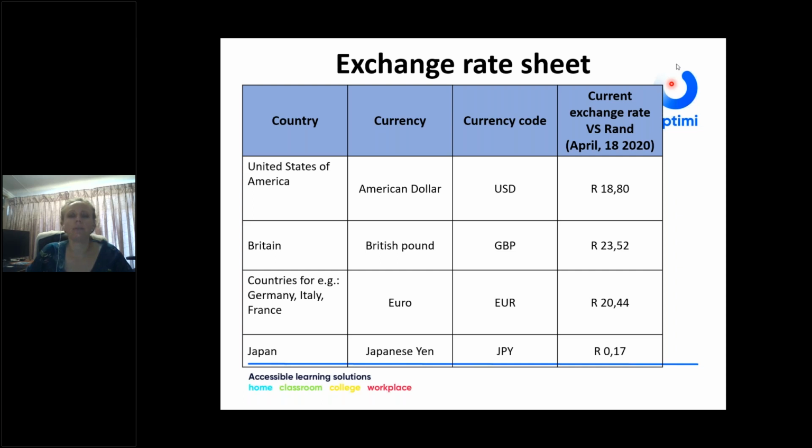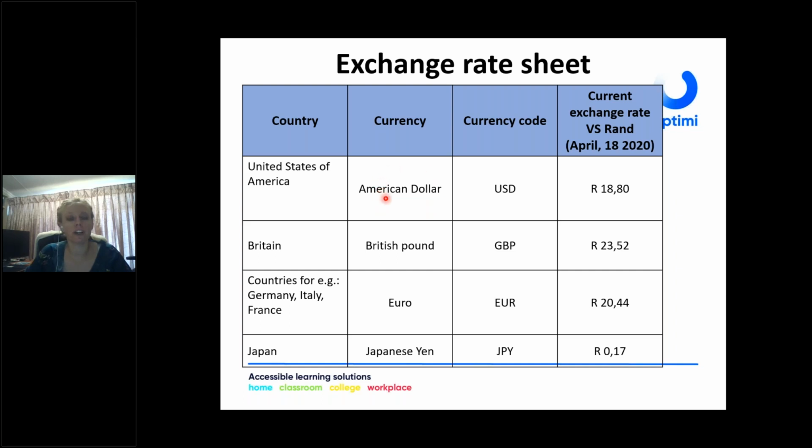Okay, so if we go back to the exchange rate, this is a typical table that you will also get in terms of exchange rate. If they give you a country, you must be able to identify the currency that they use. And please, this is very, very important. If we take, for instance, the United States of America, please don't only write dollar. You must specify that it's the American dollar, because the Australians also make use of a dollar, but it's called the Australian dollar.